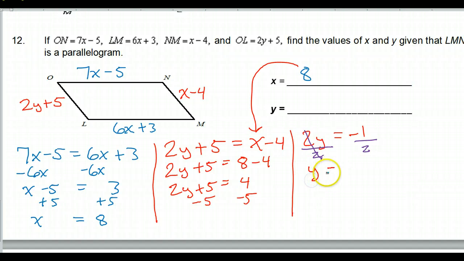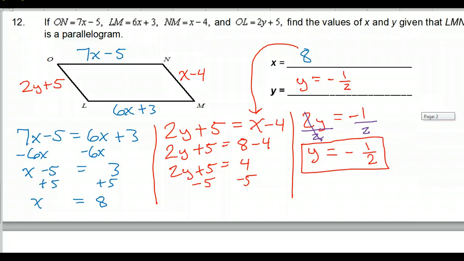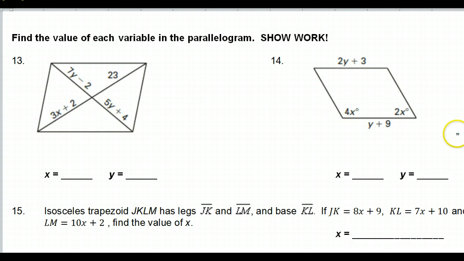Okay, so people were freaking out, man. Like, what? How could you possibly ask us to do this problem when we have a y on one side and x on another? Well, you find x first and then plug it in. So y equals negative 1/2. Okay, I'm hoping you see it now and you're going, oh yeah, that was pretty obvious in retrospect. Hindsight is 20/20.